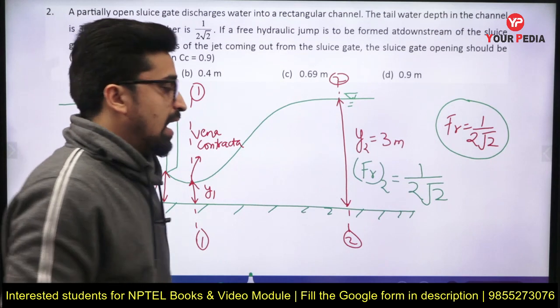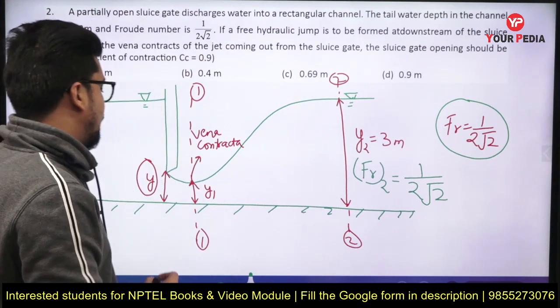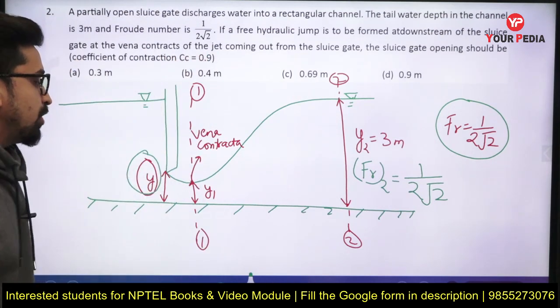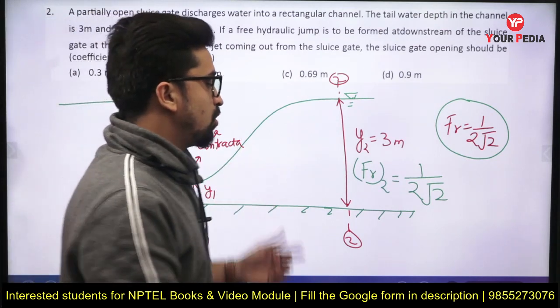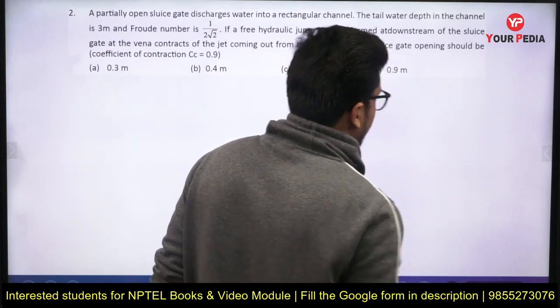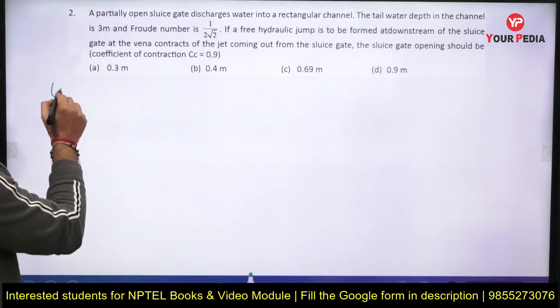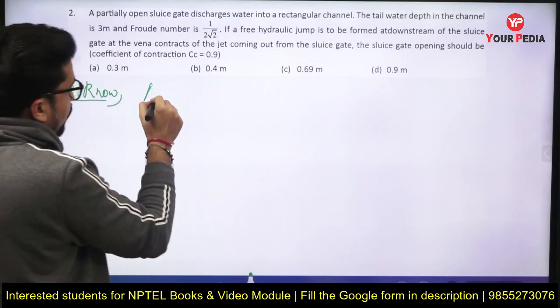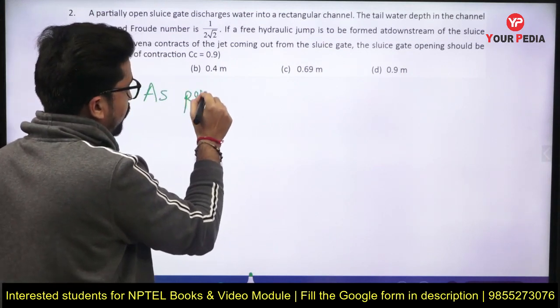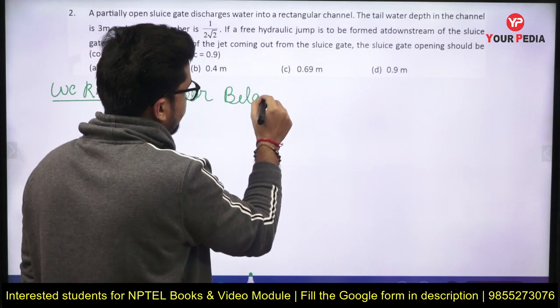Is that clear? After that they are asking you to calculate the y depth. In order to calculate it, we can first calculate the y1 depth. What we know is, as per Belanger's formula.